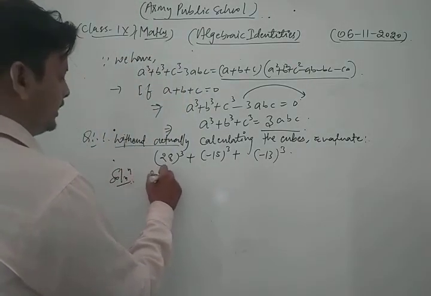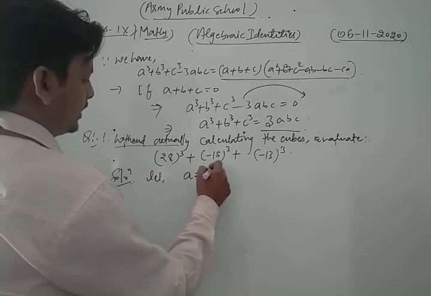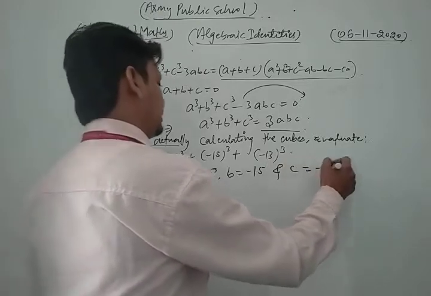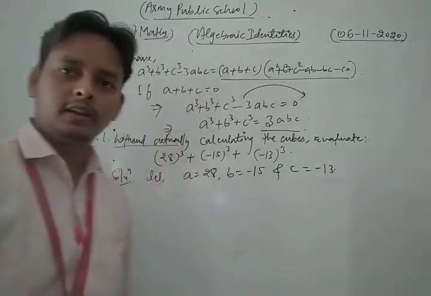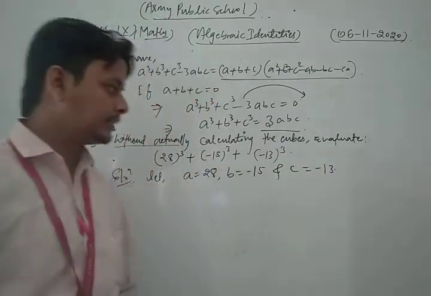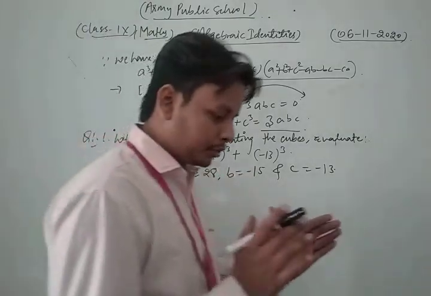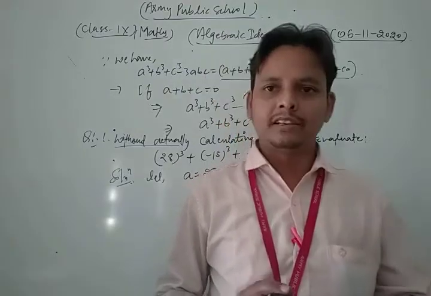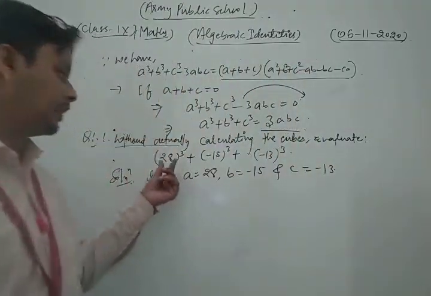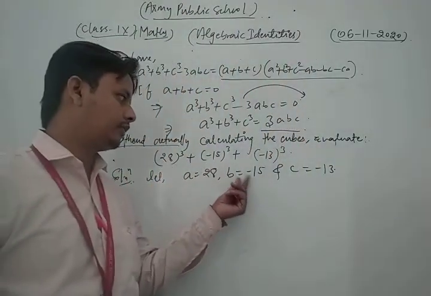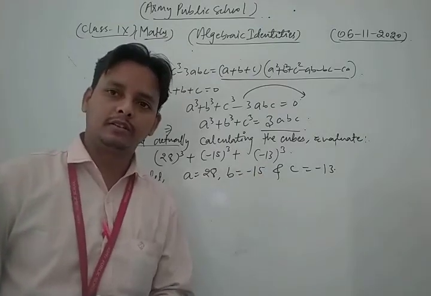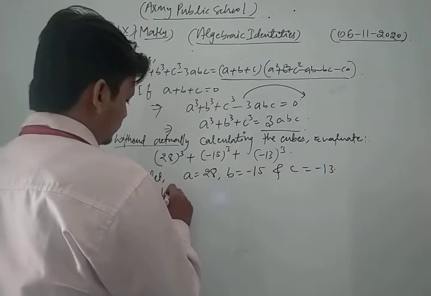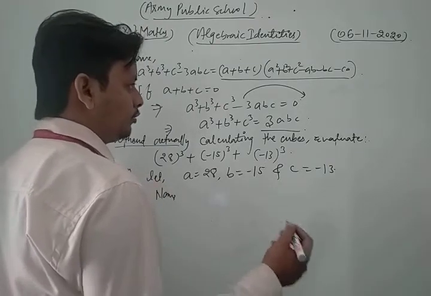First of all, let a is equal to 28, b is equal to minus 15 and c is equal to minus 13. Okay, dear students, in that type of question, first of all you take each and every value as a, b and c. Similarly here we take a is 28, b is minus 15 and c is minus 13. Now we find the value of a plus b plus c.